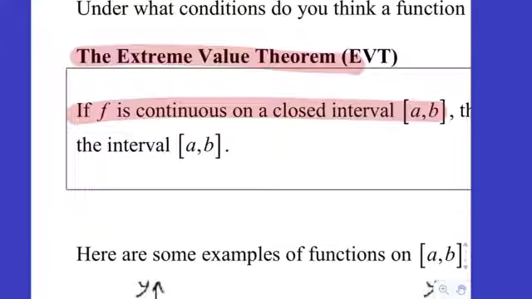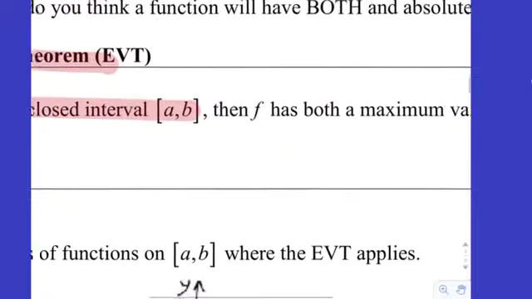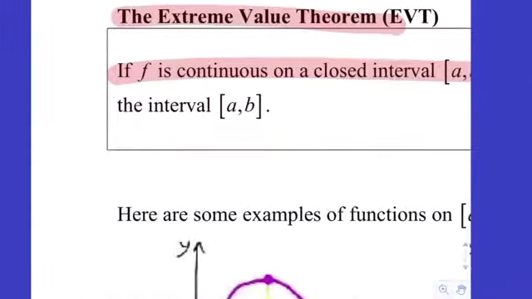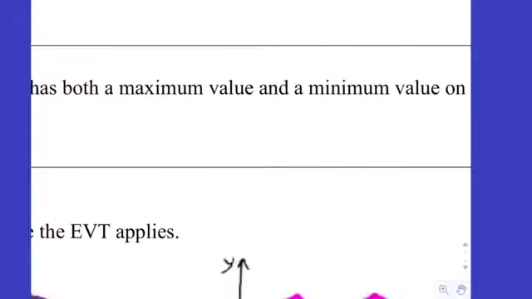So the IVT said if f is continuous on the closed interval, then y takes on every value between f of a and f of b, and there's an x value that generates it. The EVT, extreme value theorem, says if f is continuous on the closed interval, then f has both a max and a min value on the closed interval. And by max and min, what type do we mean? Absolute or global. There you go.